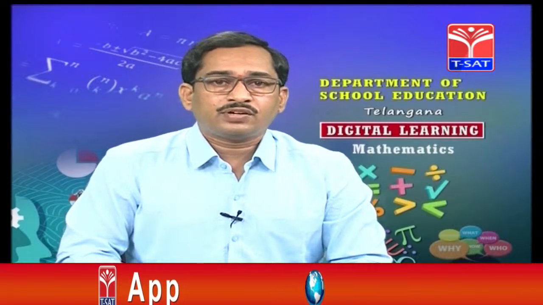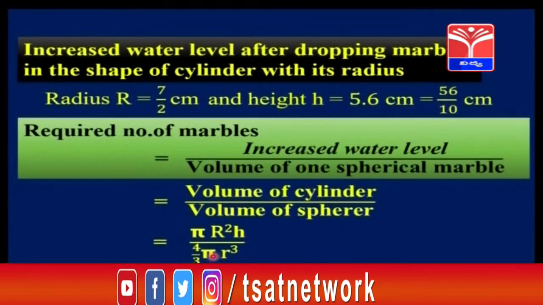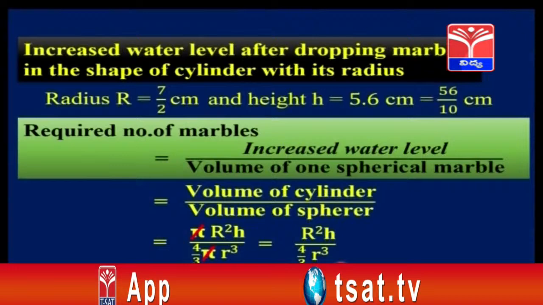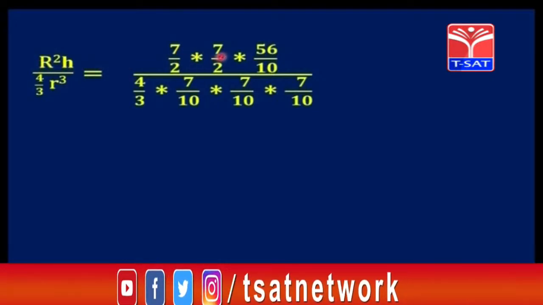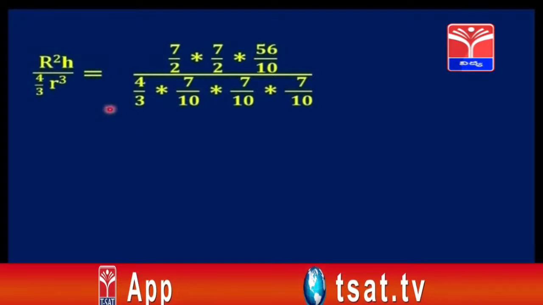Now, children, what is the formula of volume of a cylinder and what is the formula of volume of a sphere? The volume of a cylinder formula is pi r square h and the volume of the sphere formula, yes, 4/3 pi r cube. So pi r square h by 4/3 pi r cube. Pi gets cancelled. So here r square h by 4/3 r cube. Now, children, substitute the values. Radius R is 7/2, R square means 7/2 into 7/2. Height of the cylinder is 56/10, 4/3 as it is. r cube means the radius of the spherical marble is 7/10, cube means multiply 3 times.